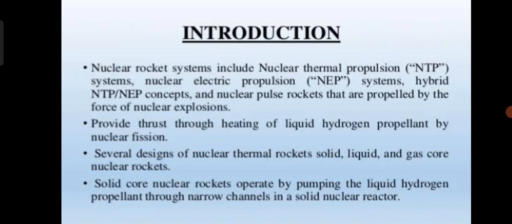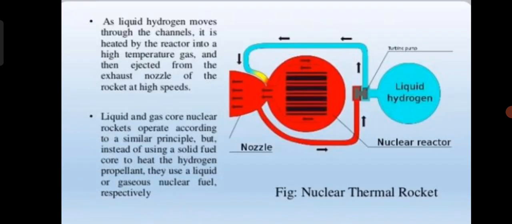There are several designs of nuclear thermal rocket: solid, liquid, and gaseous core nuclear rockets. Solid core nuclear rockets operate by pumping liquid hydrogen propellant through narrow channels in a solid nuclear reactor. As the liquid hydrogen moves through the channels, it is heated by the reactor to high temperatures and then expelled from the nozzle of the rocket at high speeds.